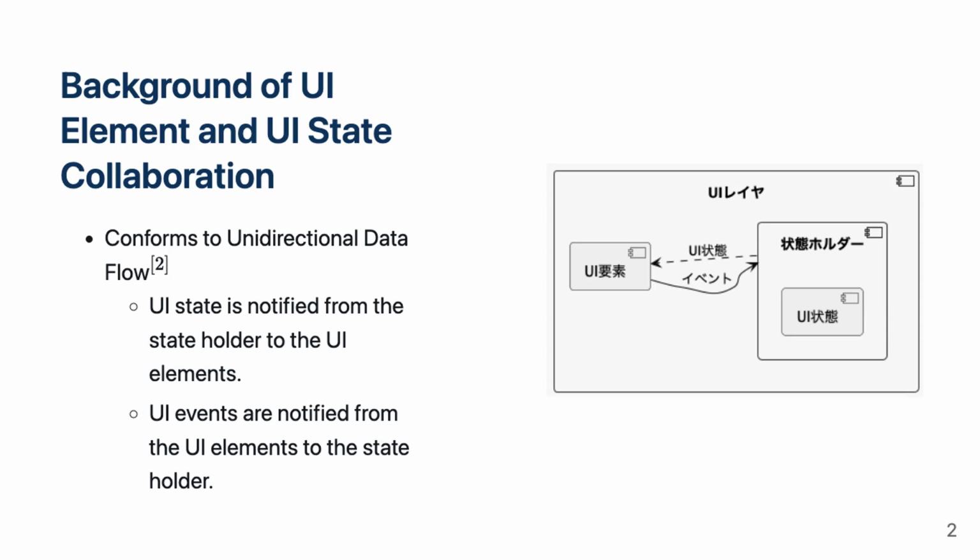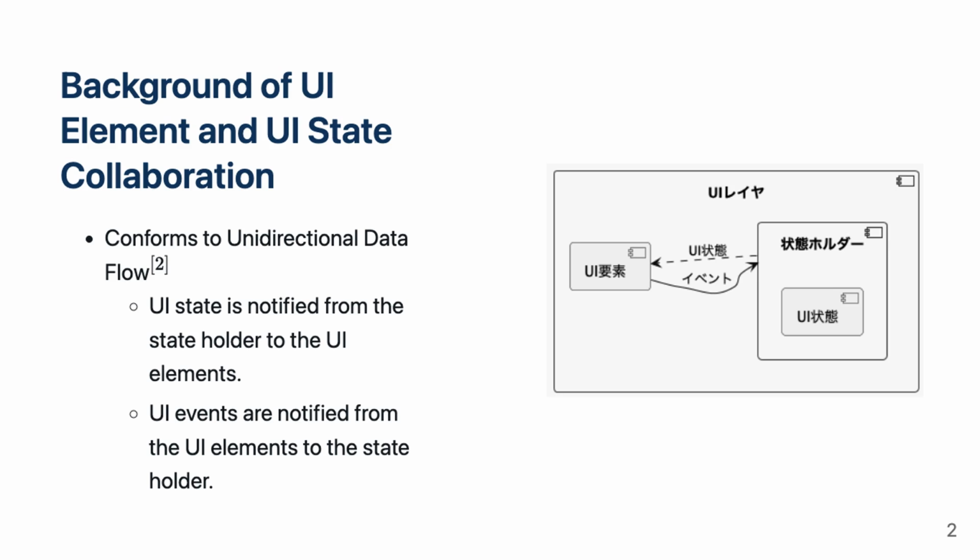In Now in Android, this processing flow follows the principle of unidirectional data flow. In this principle, UI state is always notified from the state holder to the UI elements. Also, UI events are notified from the UI elements to the state holder. For example, UI elements should not handle tap events on the spot and directly change the displayed content on the screen.